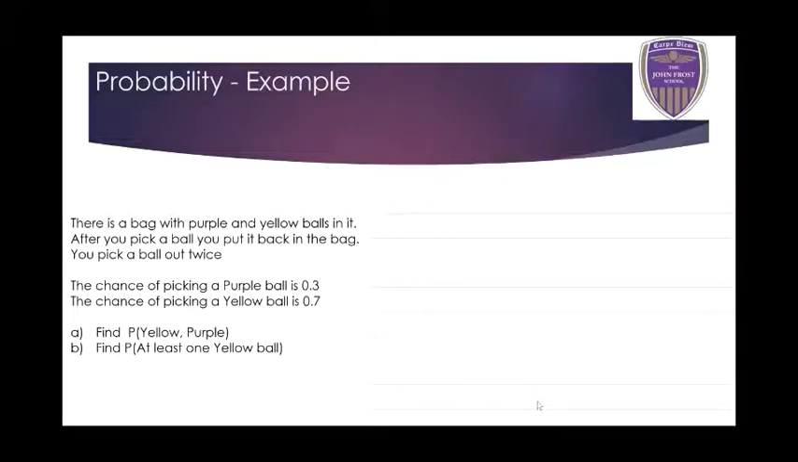So we've got a neat little trick we can use for question B. But for now, part A, as we've done before, P of yellow then purple. So we're just going to do Y and then P for purple. The chance of picking a yellow ball is 0.7, and then we're going to pick out a purple ball, which is 0.3. 0.7 times 0.3 is 0.21. Job done. Easy peasy.